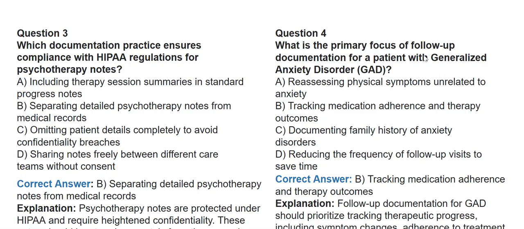Question 4. What is the primary focus of follow-up documentation for a patient with generalized anxiety disorder, GAD? A. Reassessing physical symptoms unrelated to anxiety. B. Tracking medication adherence and therapy outcomes. C. Documenting family history of anxiety disorders. Or D. Reducing the frequency of follow-up visits to save time. Answer is B, tracking medication adherence and therapy outcomes, as follow-up documentation for GAD should prioritize tracking therapeutic progress, including symptom changes, adherence to treatment, medications and therapy, and functional improvements.